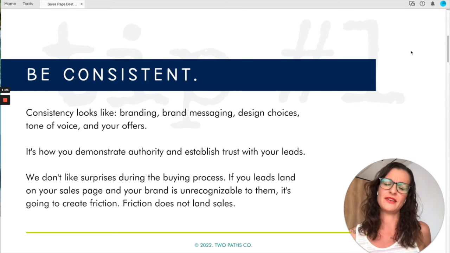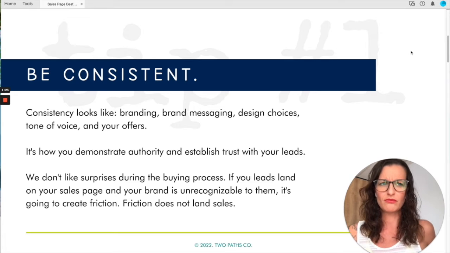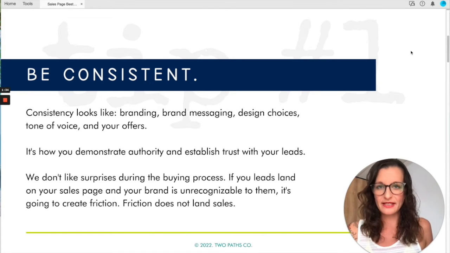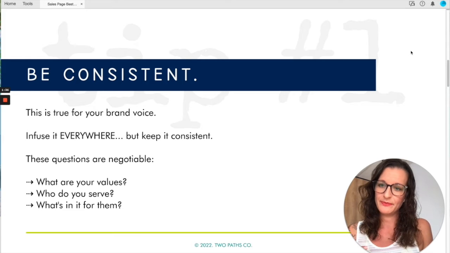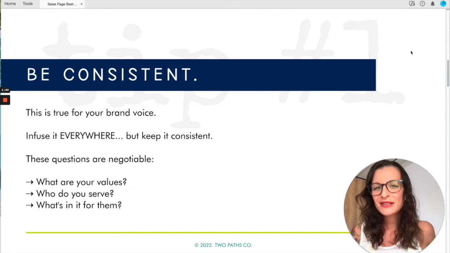Friction does not land sales, okay? This is why people are abandoning pages, because they're not actually sure that what they're looking at once they get there is right. There has been some sort of a gap between where they were and where you've taken them, and they're not going to spend the time to figure that gap out. They're just going to leave. Of course, this is true for your brand voice. Infuse it everywhere, but keep it consistent.